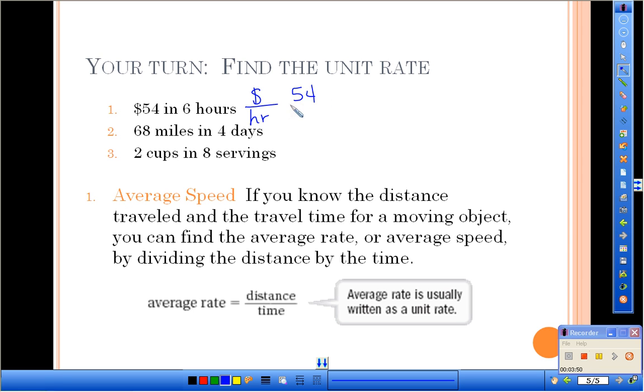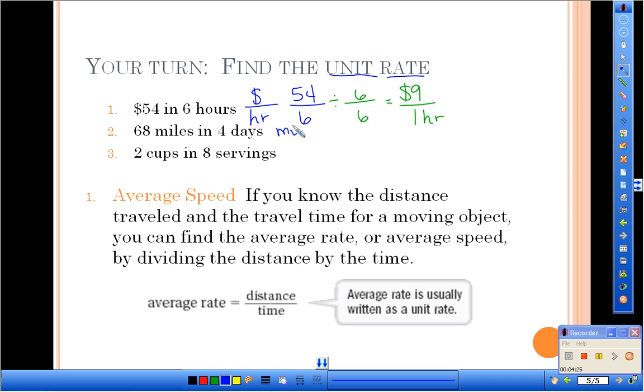We have $54 in 6 hours, and we want to convert this ratio to a unit rate by writing an equivalent ratio that has 1 in the denominator, and the only way to do this is to divide the top and the bottom by 6. 6 divided by 6 gives us 1. Again, our denominator is hours, and 54 divided by 6 is 9, and that's our dollars. So this is $9 per hour.